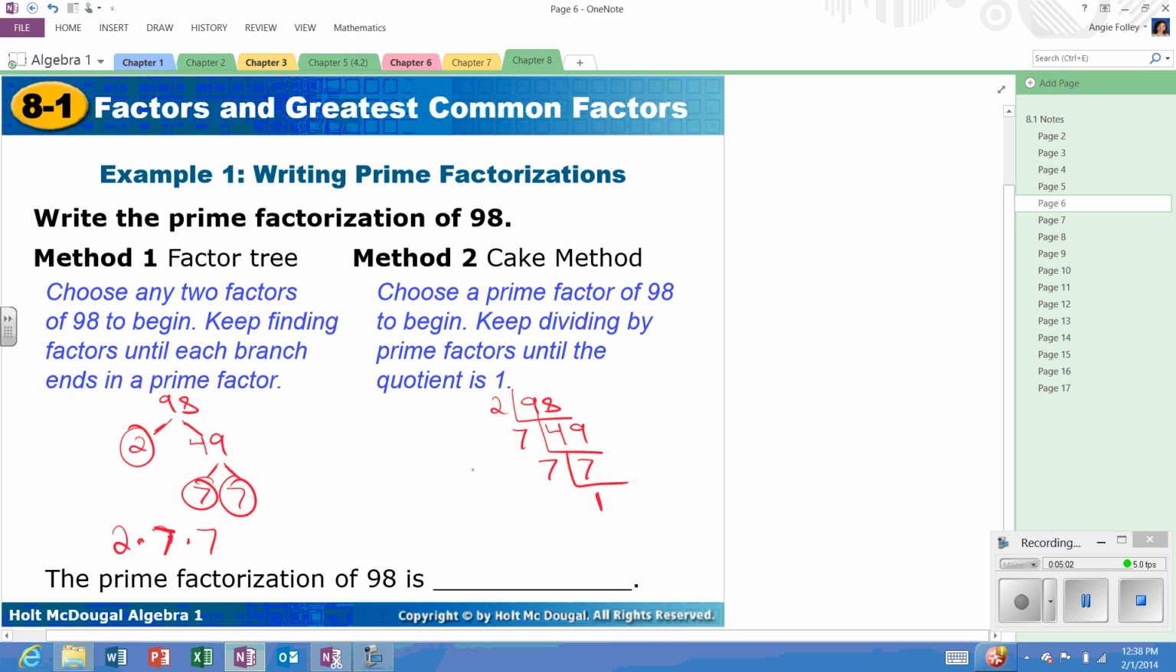So our factors are 1, 2, 7, and 7. Or you could say 7 squared. If you don't write the 1, technically you don't have to. Everything can be divided by 1. So if you write it, that's fine. If you don't, that's fine also. So if you just wrote 2 times 7 times 7, you would get full credit for that.